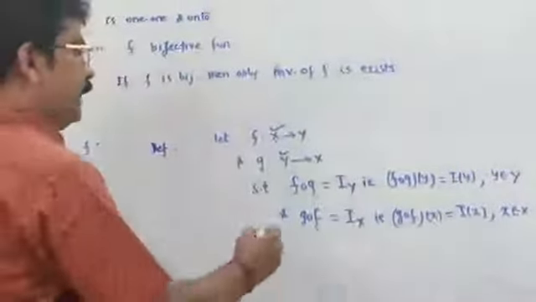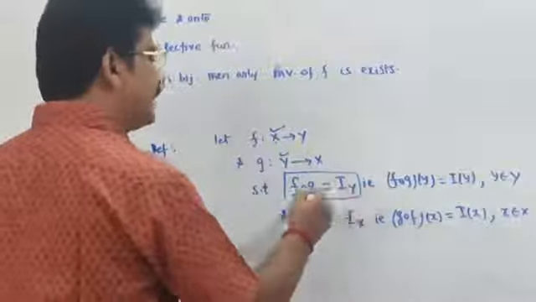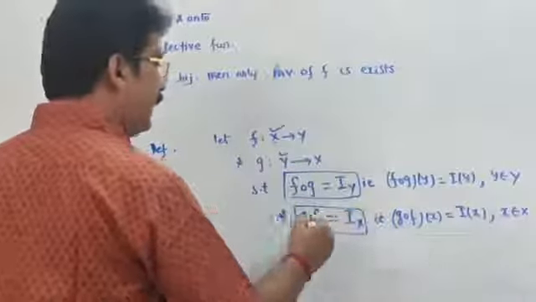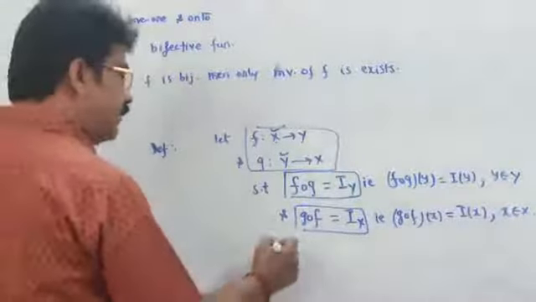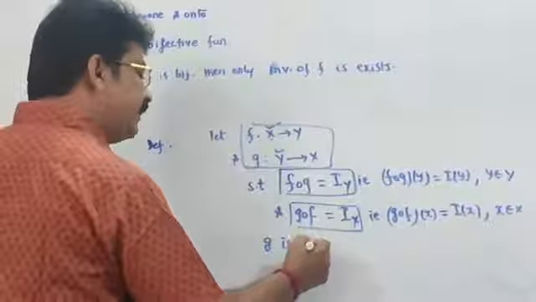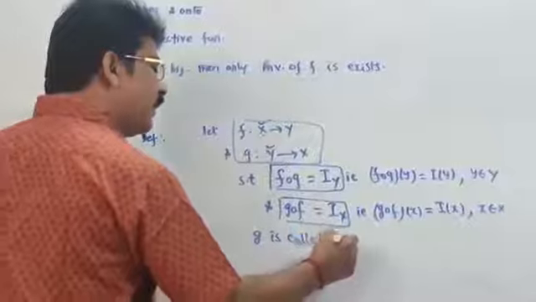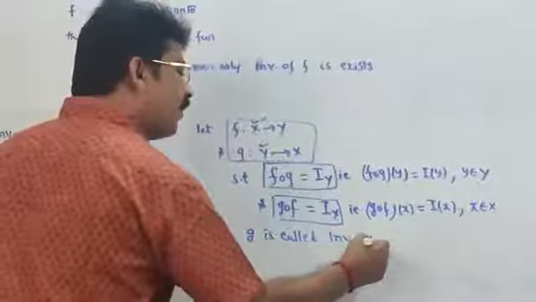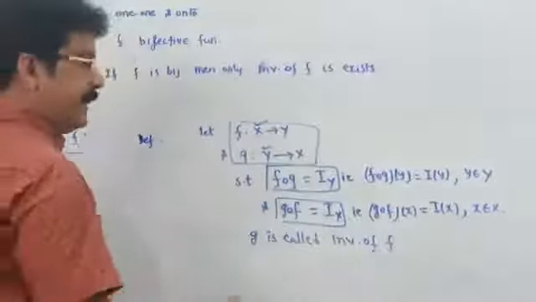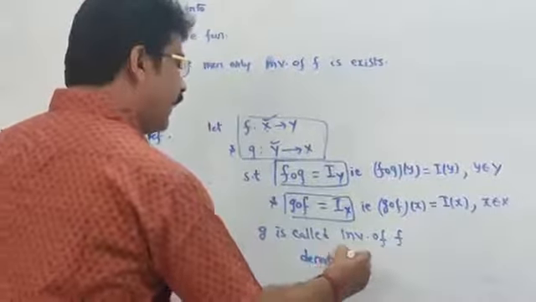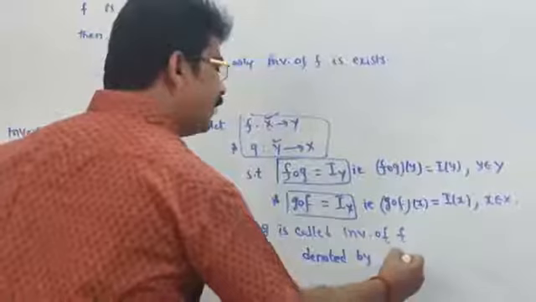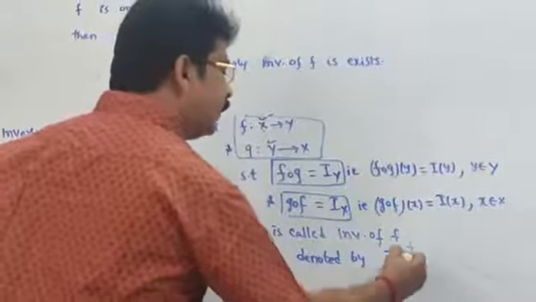So therefore, if these two conditions are satisfied, then g is called the inverse of f. It is denoted by f inverse, that is equal to g.